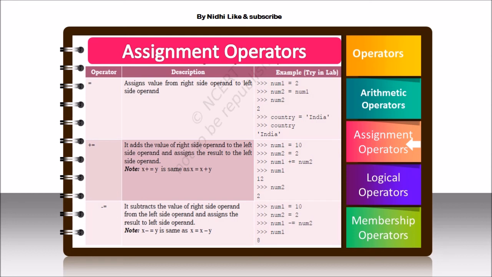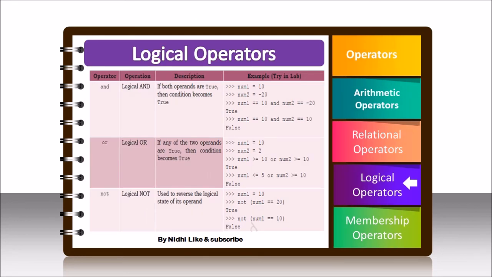Next type of operators are logical operators. In logical operators, we are having three types: and, or, and not. And means if both the conditions are true, it will give a true result. And if one condition is false, it will give you the false result. In the or case, if any condition is true, it will give you a true result. If both the conditions are false, it gives you a false result.